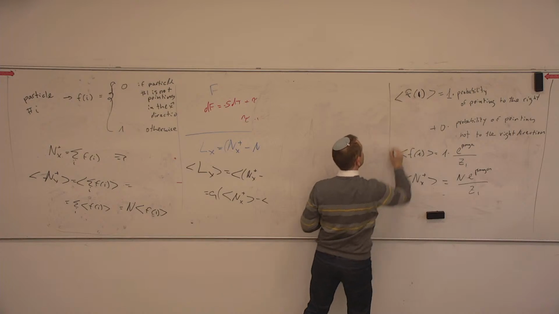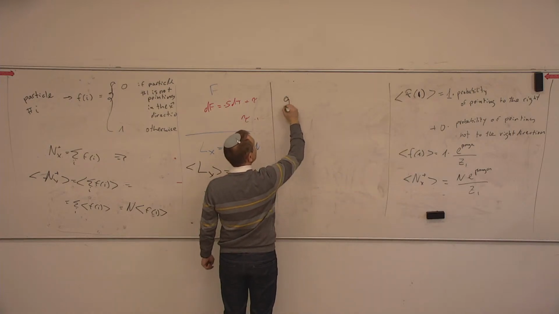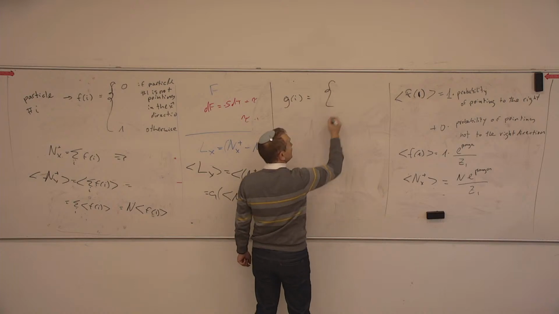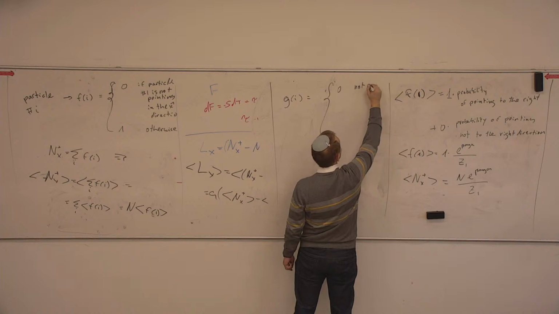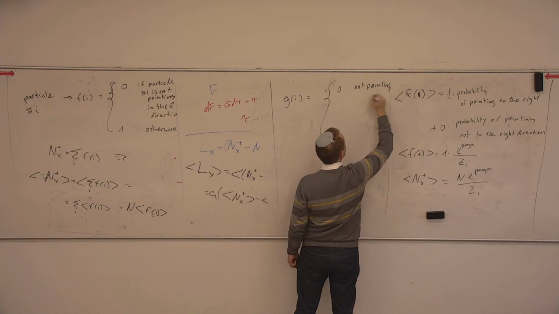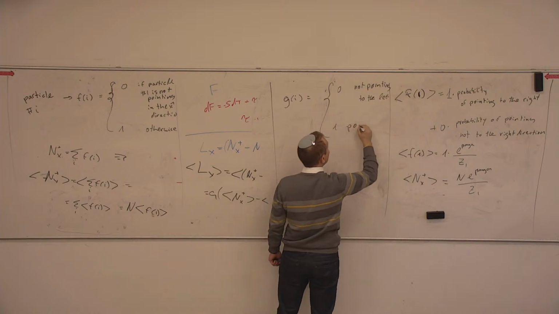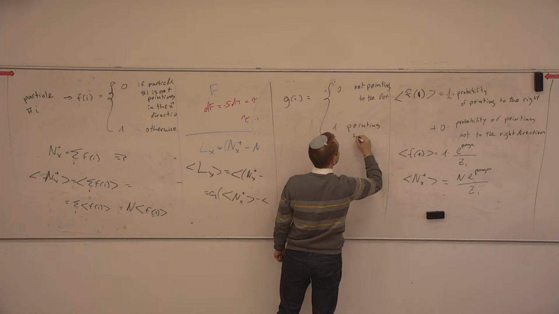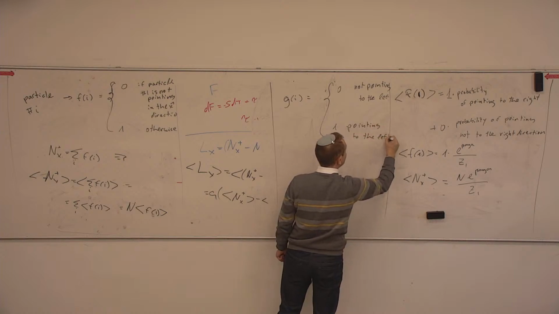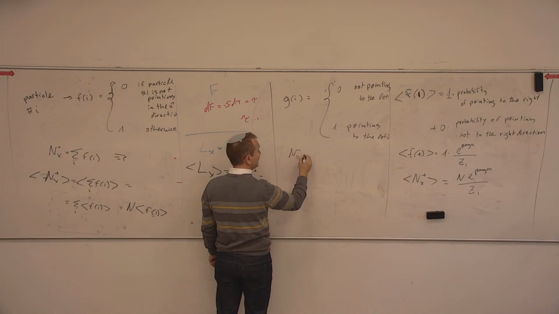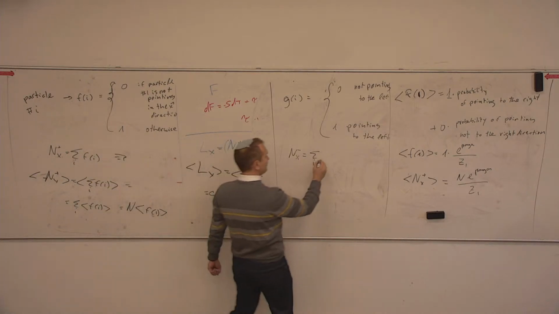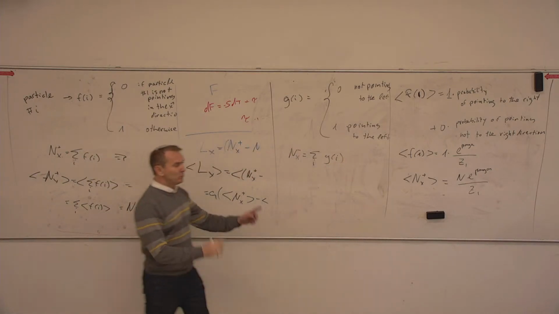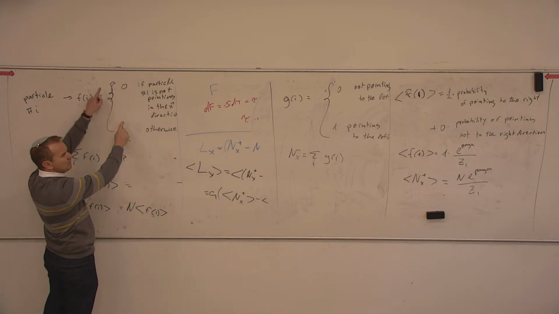For Nx minus, let's define g of I. The g of I is 0 if not pointing to the left, and 1 if pointing to the left. Nx minus equals the sum over all the different monomers of g of I. I do exactly the same, I'm just changing the notations over here.